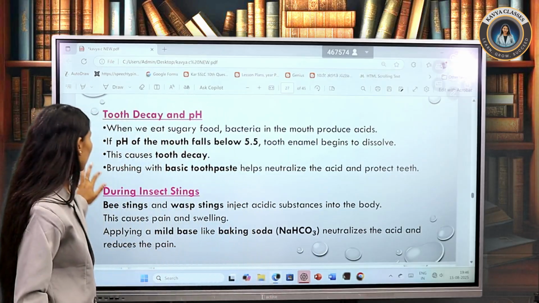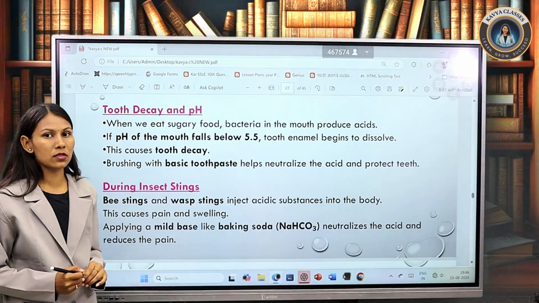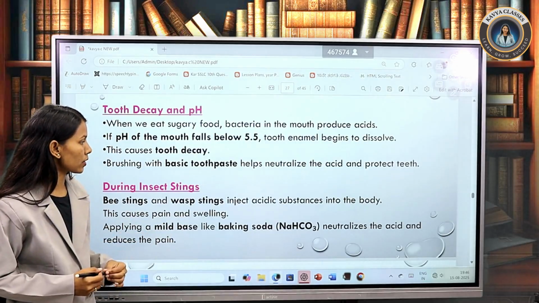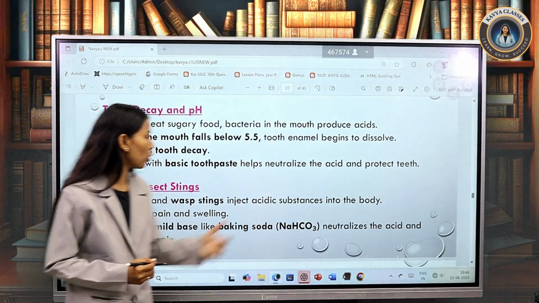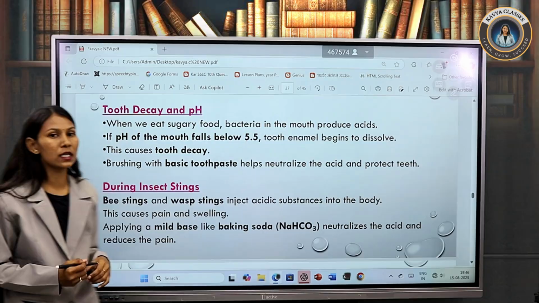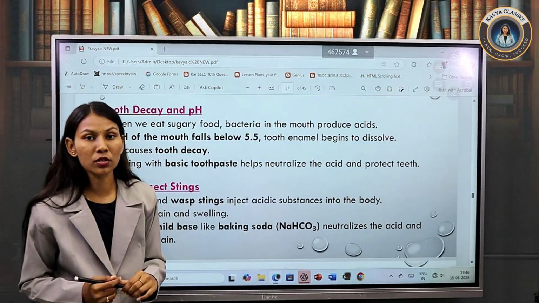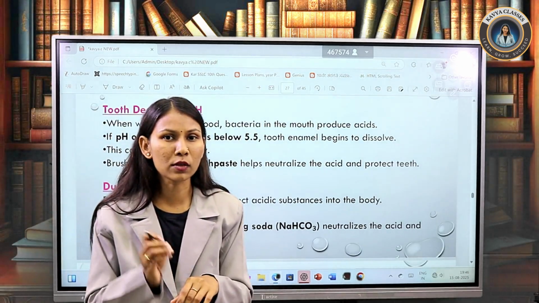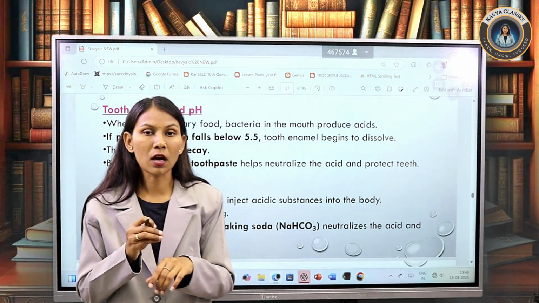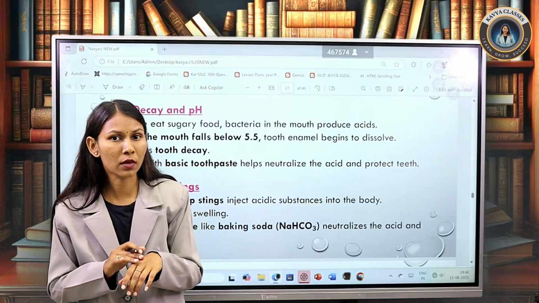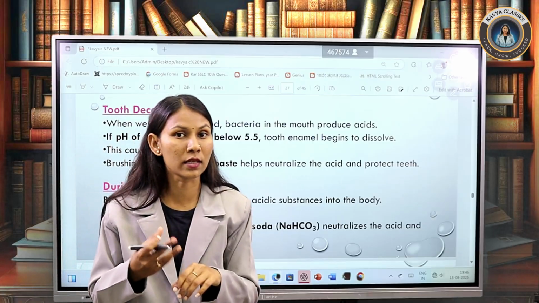Yes, children. Next, that is insect stings. What happens? Bee stings and wasp stings inject acidic substances into the body. This causes pain and swelling. Bee stings and wasp stings cause irritation as well as swelling. Even mosquito stings these days are causing swelling as well as irritation. Irritation was there, but swelling, it is more swelling these days.